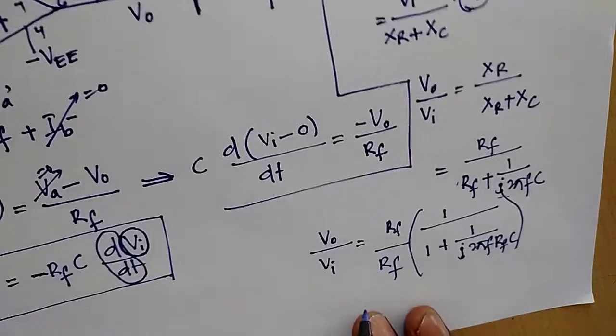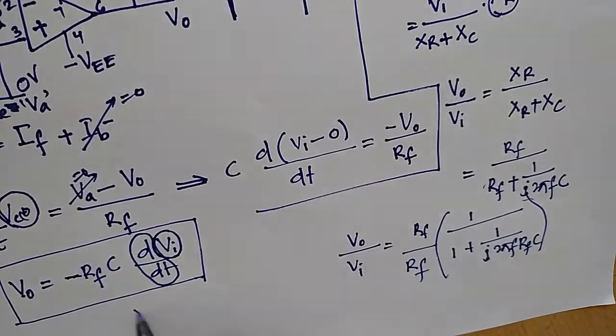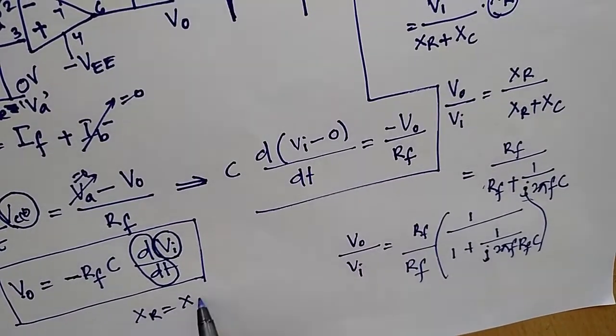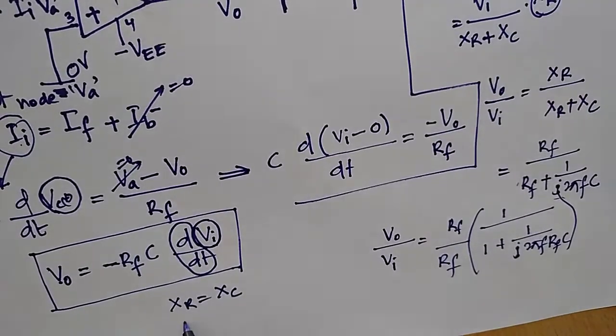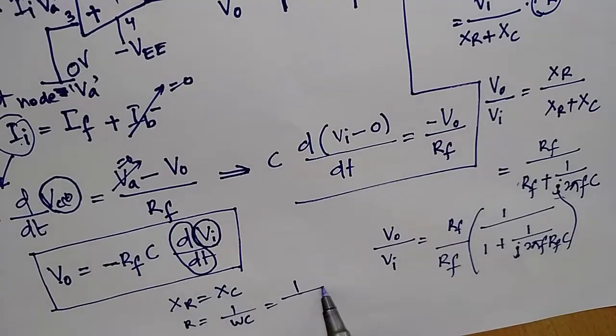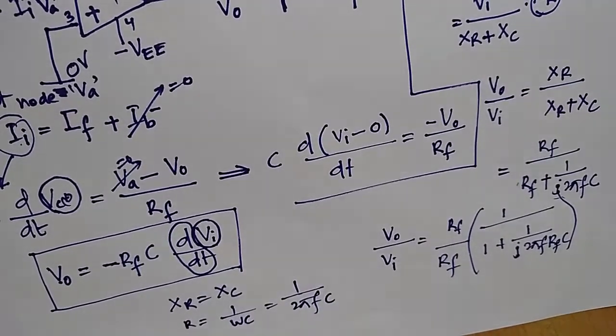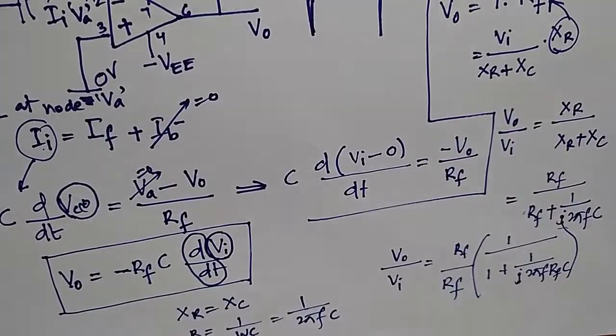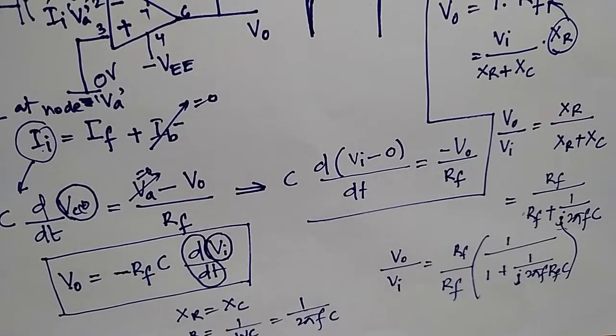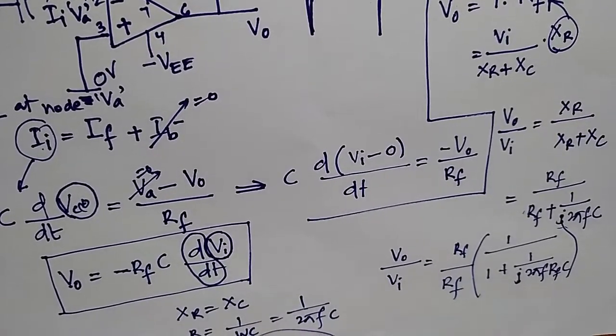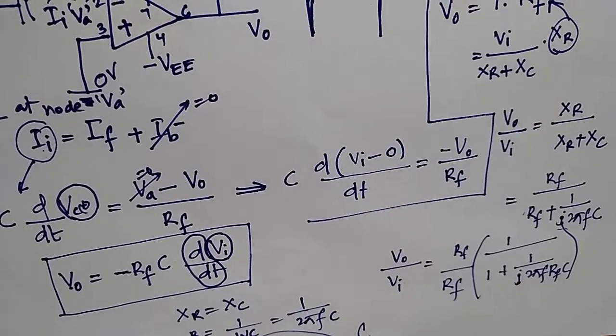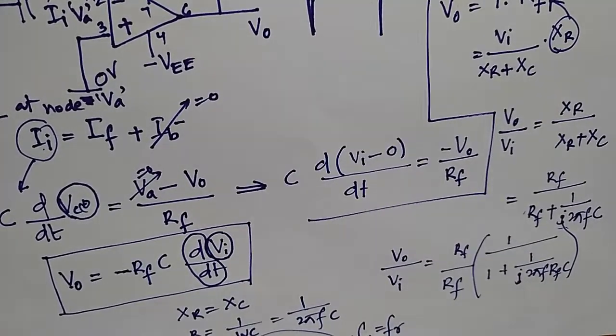In this function you can substitute at resonance both XR is equal to XC, that is R is equal to 1 by omega C, that is equal to 1 by 2 pi f C. From this expression, f is equal to 1 by 2 pi RC. That is the meaning of cutoff frequency. Simply you can take that FC or FR.